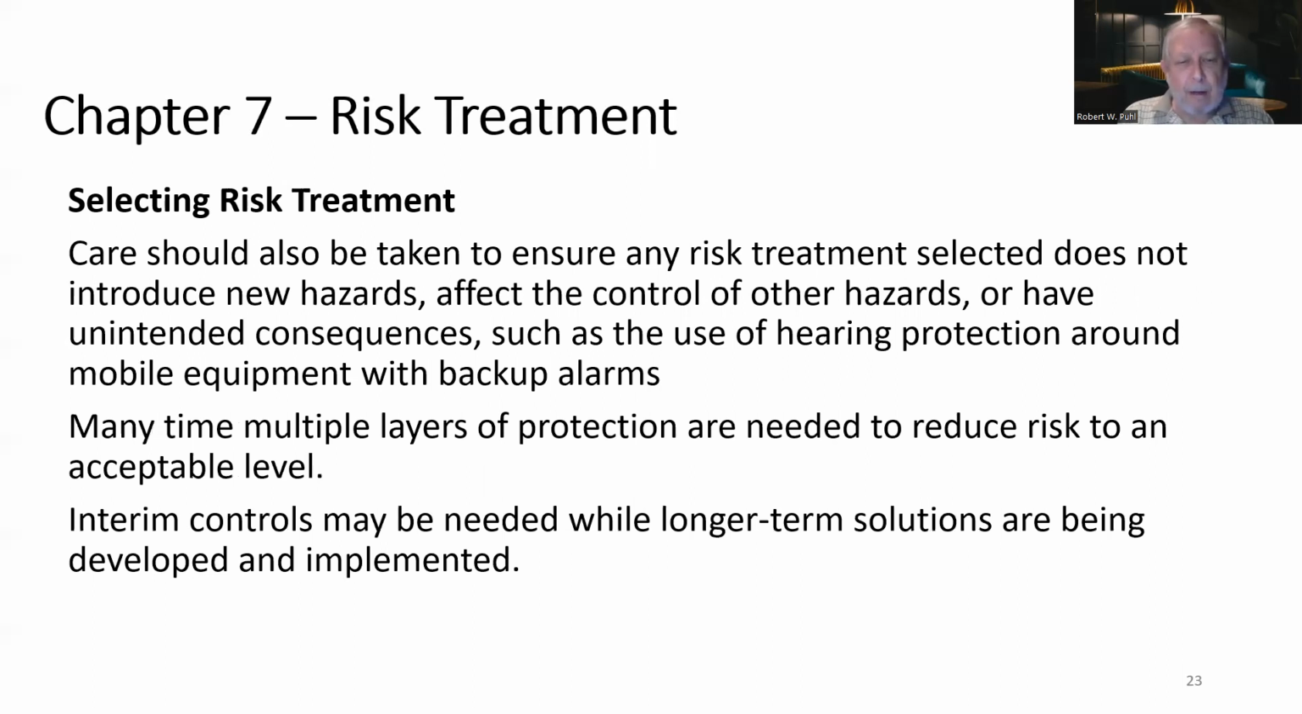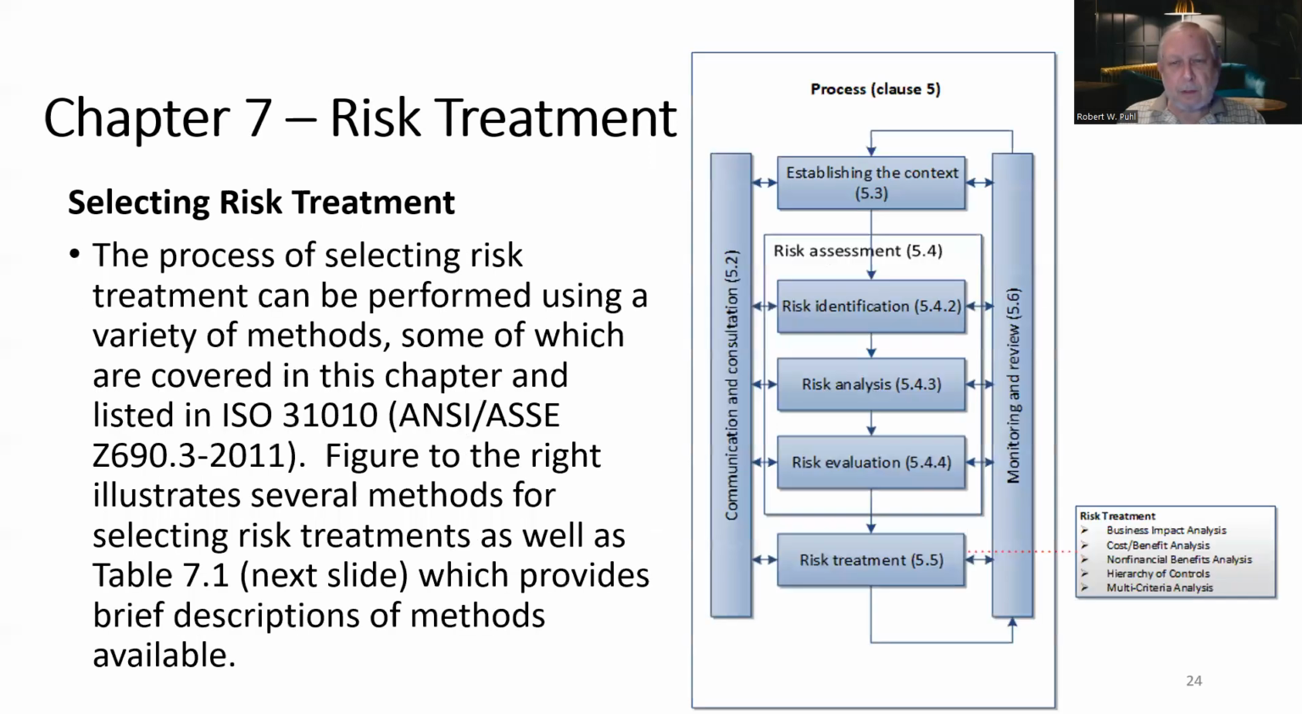Many times, multiple layers of protection are needed to reduce risk to an acceptable level. Interim controls may be needed while longer-term solutions are being developed and implemented. So interim controls can be enacted if you're in the process of developing longer-term solutions. The process of selecting risk treatment can be performed using a variety of methods, and it shows them down there.